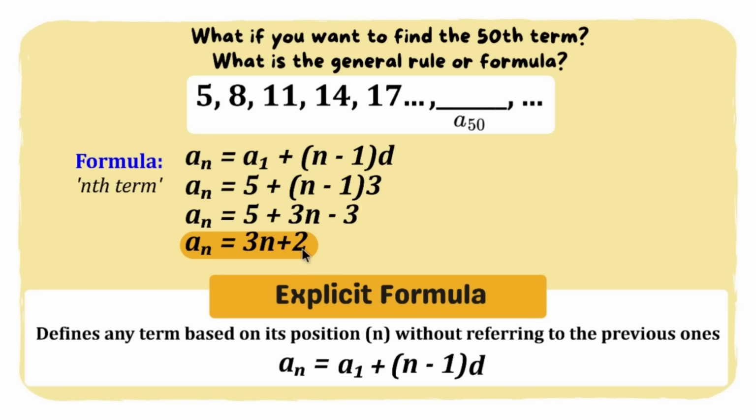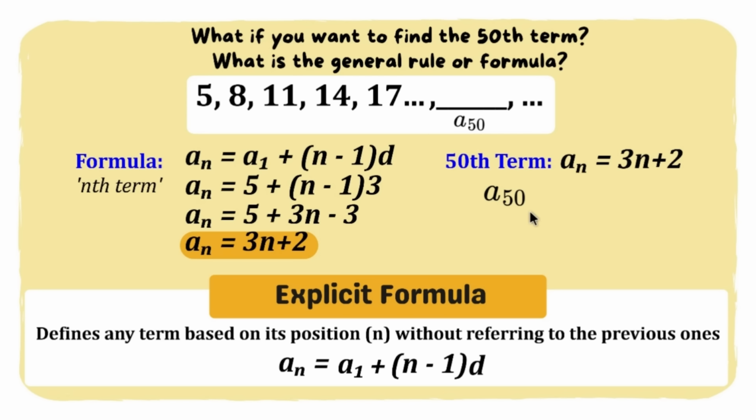Ito na po yung formula ng ating sequence para makuha kung ano man yung hahanapin nating term. Alright? So let's try to use this new formula para makuha si 50th term. So let's try. A sub n is equal to 3n plus 2 using this formula. I-substitute lang natin yung hinahanap nating value or yung hinahanap nating term. So yung n natin, gawin lang nating 50.